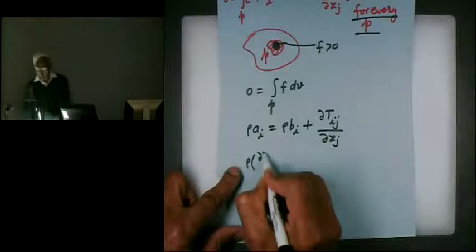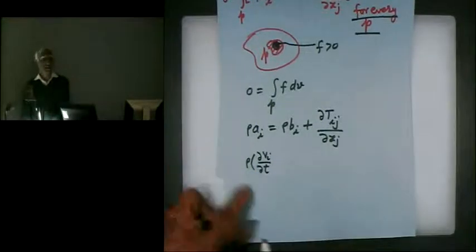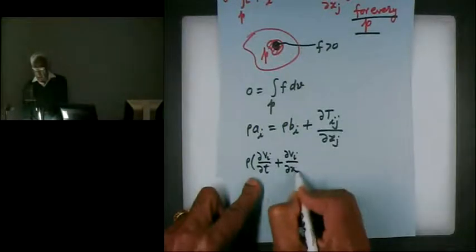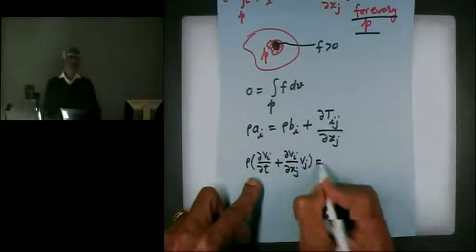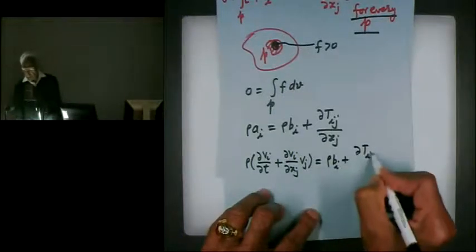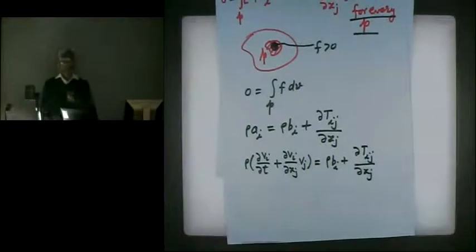If you are in the spatial configuration, when you take little x and time as independent variables, then this is delta vi over delta xj vj equals rho bi plus delta tij over delta xj. So in fluid mechanics, now those of you who are in fluid mechanics, maybe I'm going a little too fast, so let me let you copy it down.